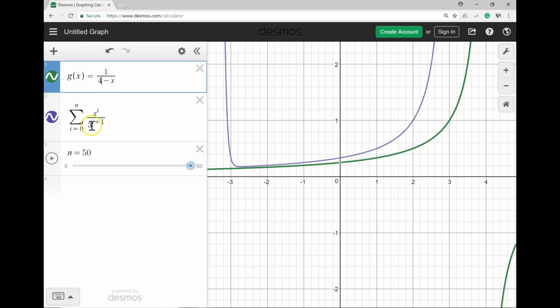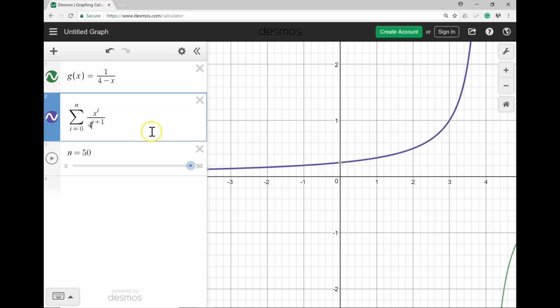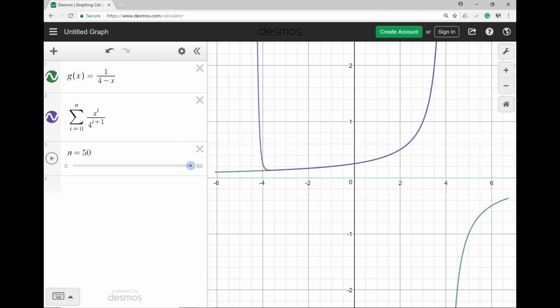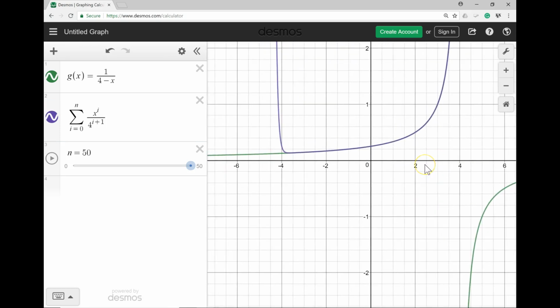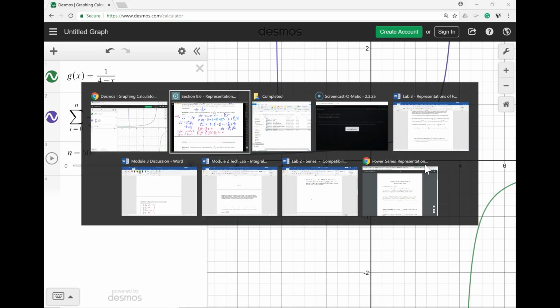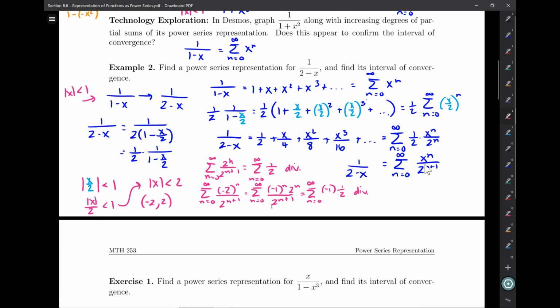1 over 4 minus x would have a 4 here. And again, notice that now our interval of convergence is from negative 4 to 4. Okay, so you can use that idea as you work through your homework. But you should still be showing your work every time if there's an example like this, like a 1 over 2 minus x.